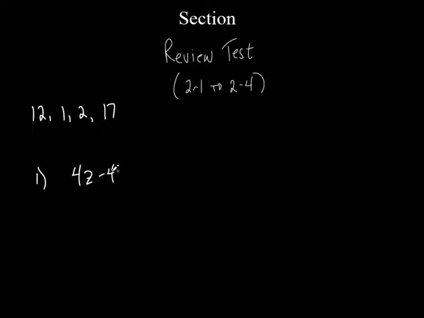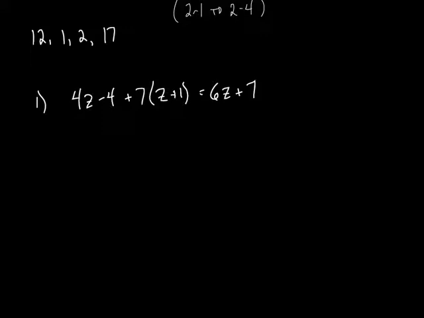4z minus 4 plus 7 times (z plus 1) equals 6z plus 7. Okay, I'm going to go through this pretty quickly, alright? This is straightforward Algebra 1 kind of stuff. So let's do it. First, I'm looking at simplifying this. So my first step is just distributing this 7 through here.